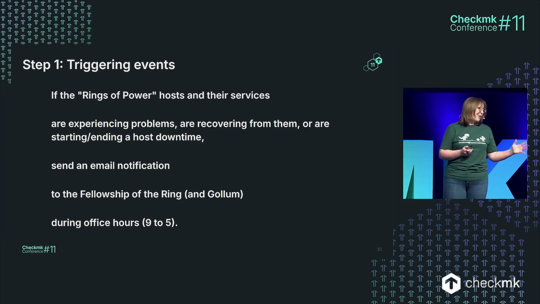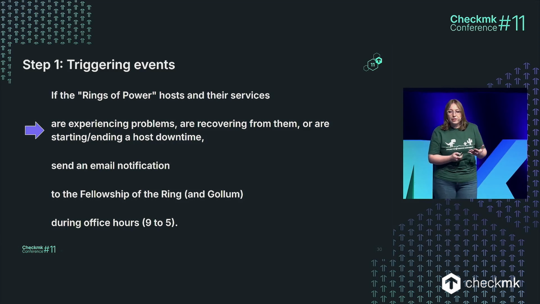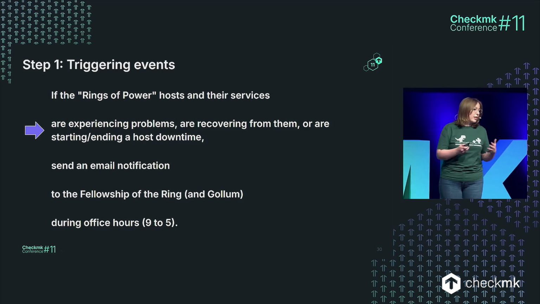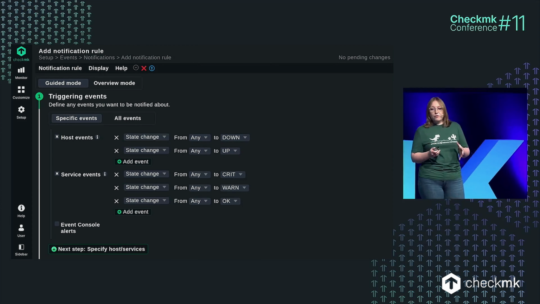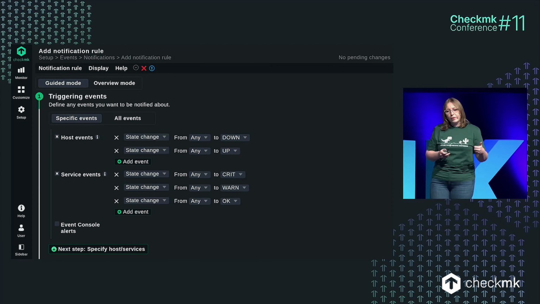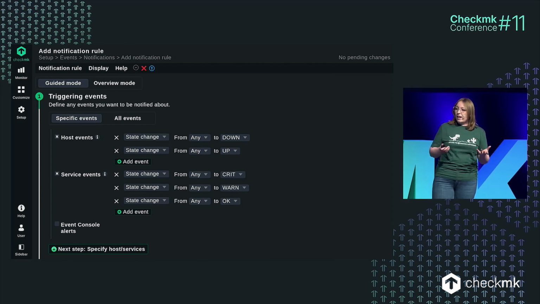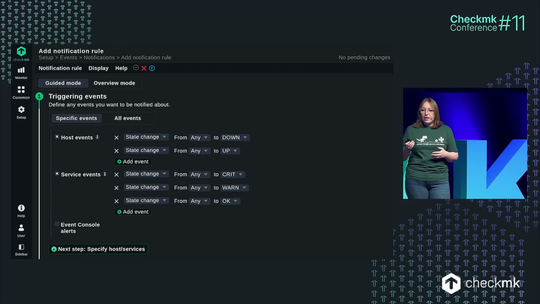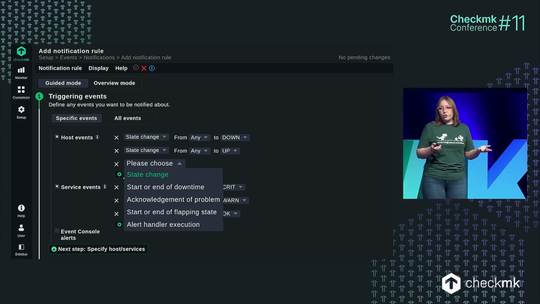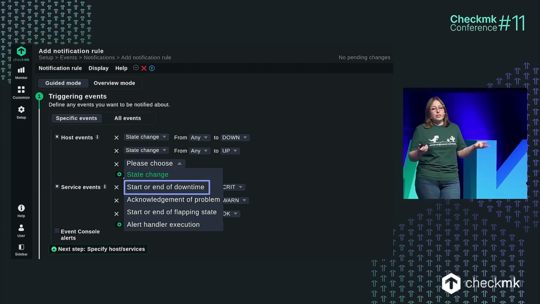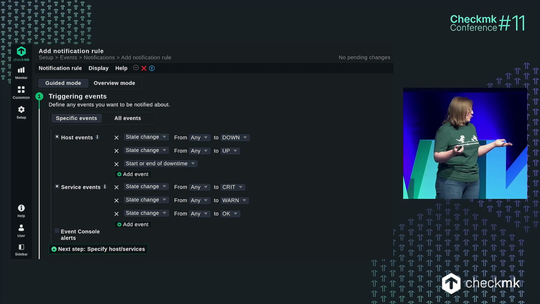So for step 1, the triggering events, we are trying to set up the second part here, experiencing problems, recovering from them, or starting or ending a host downtime. So let's do it. The default for triggering events already covers the problem and recovery state changes. So the only thing that we have to do is add the start or end of downtimes. Pretty easy. To add another event, we click on this Add Event button. And in the following dropdown, we simply select the event type, which is in our case the start or end of downtime. Perfect. And this was already step 1.